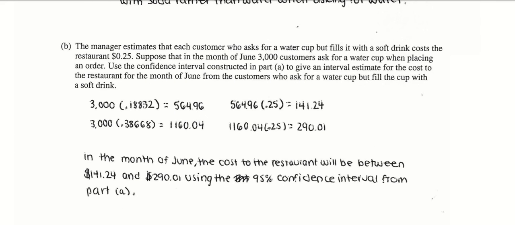Oh, so part B. Remember this? We struggled so much with this question. What it's asking is, if 3,000 people come in and ask for a water cup when placing their order, how much is that going to cost the company if they end up filling it with a soft drink instead? So it says that the cost to the company is 25 cents per cup.